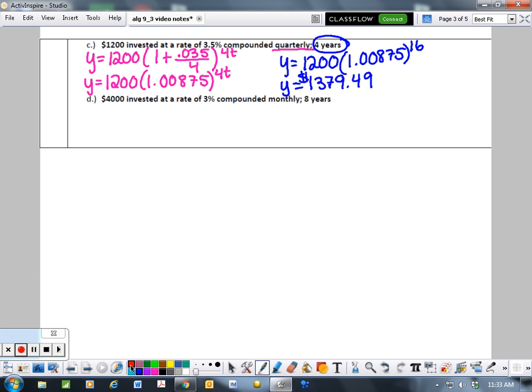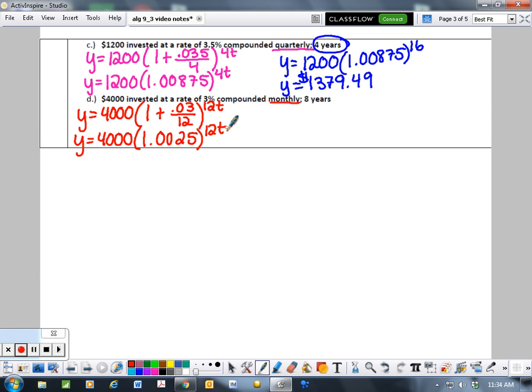Okay, next one. $4,000 invested at a rate of 3%. So y equals $4,000 times 1 plus 0.03 divided by 12, because it's compounded monthly. And monthly is 12, so 12t power. So y equals 4,000, and then 0.03 divided by 12 gives me 1.0025 to the 12t power.